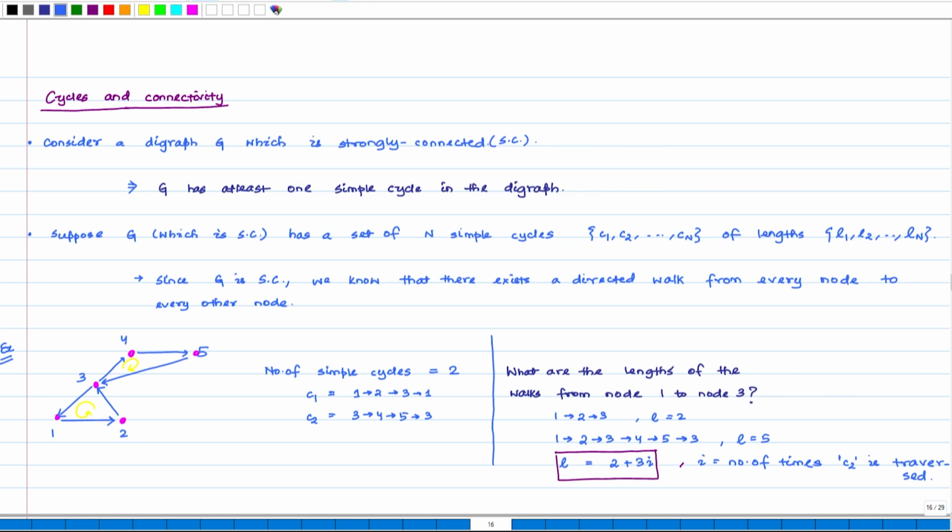For example, let us say we are trying to generate a walk of length 7. Can we do that using the cycle which is given here? So, this is a task for the students.